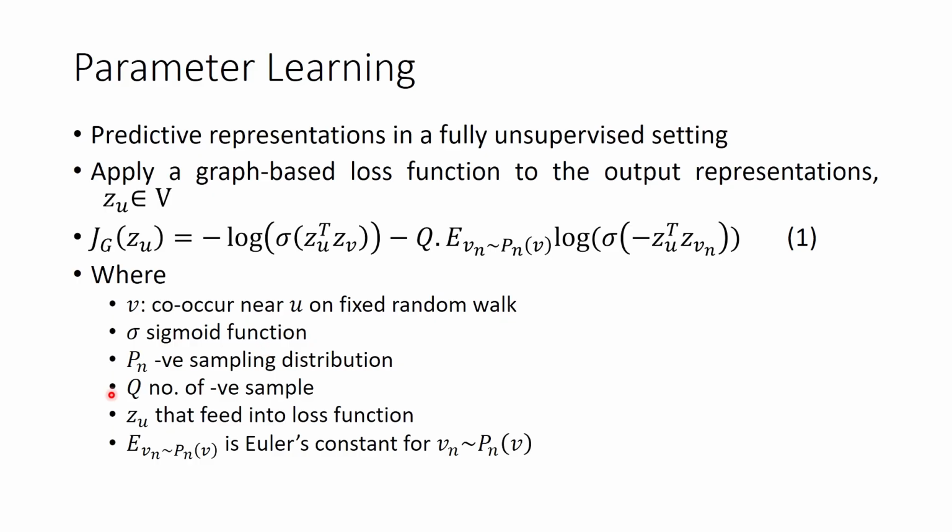and we have taken sigma function, Pn the negative sampling distribution, Q the number of negative samples, ZU that feed to the loss function. And here the important part is that A into Pn of V is Euler's constant for this node of V and the negative sampling distribution of V.